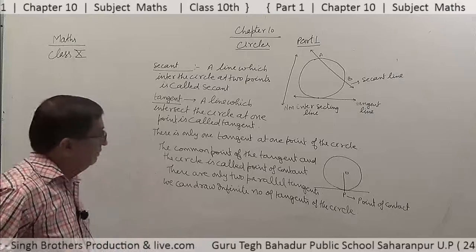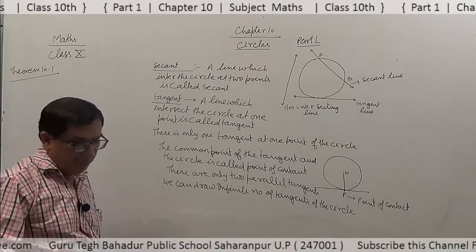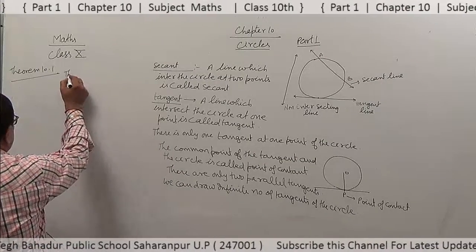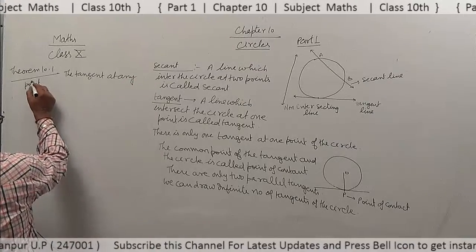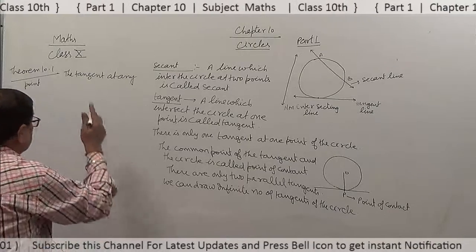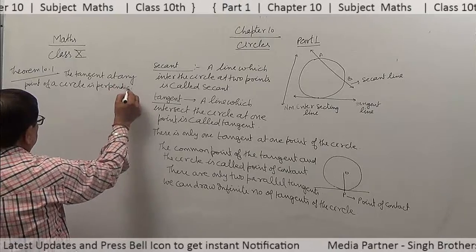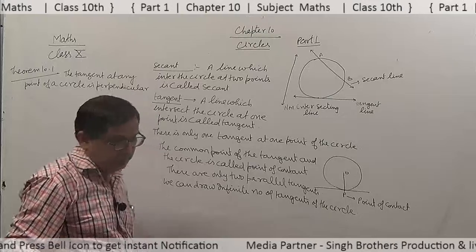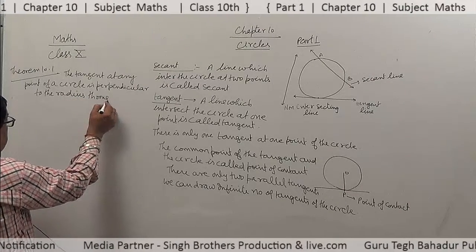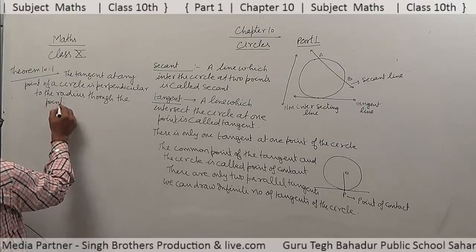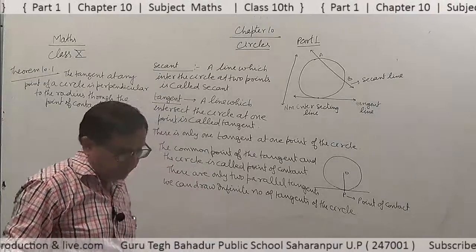Now see theorem 10.1. The tangent at any point of a circle is perpendicular to the radius through the point of contact. So you see it.